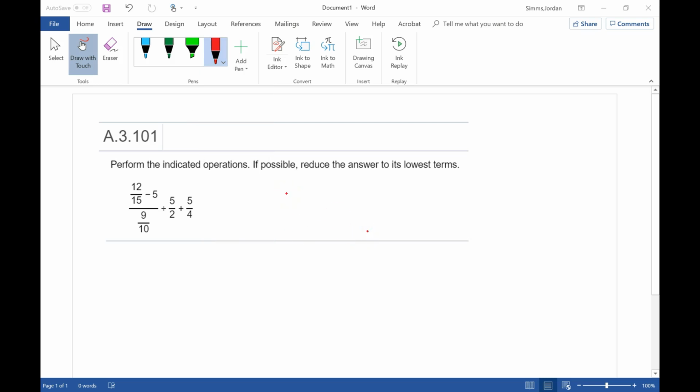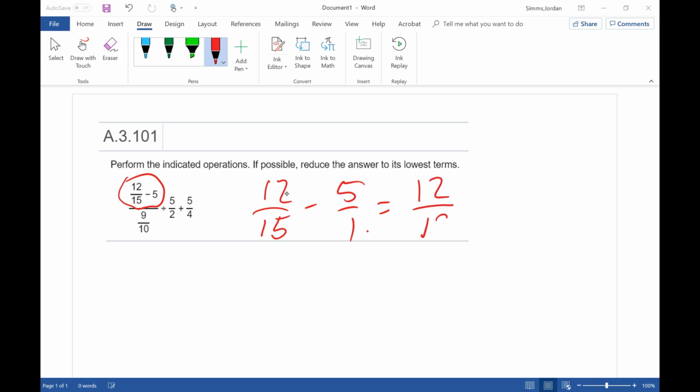Let's get my pen going here. All right, so first things first, I'm working right here. We have 12 over 15 minus 5 over 1. Recall that we need common denominators though, right? So 12 over 15 minus some other fraction over 15.